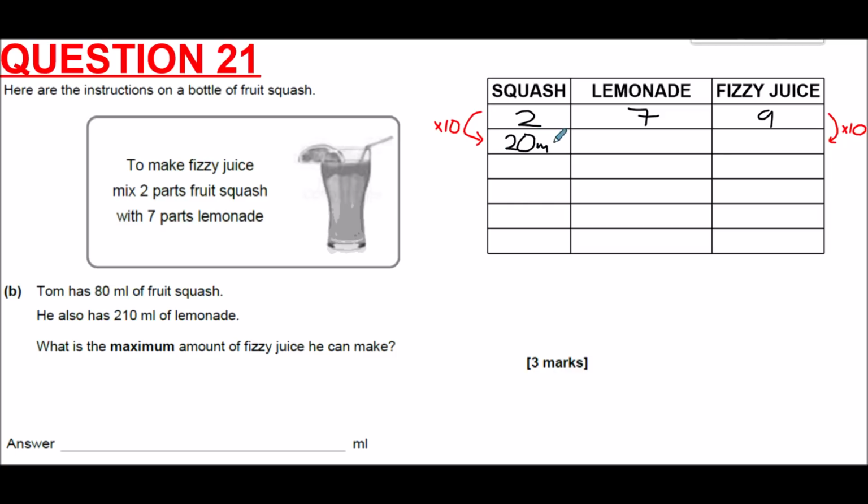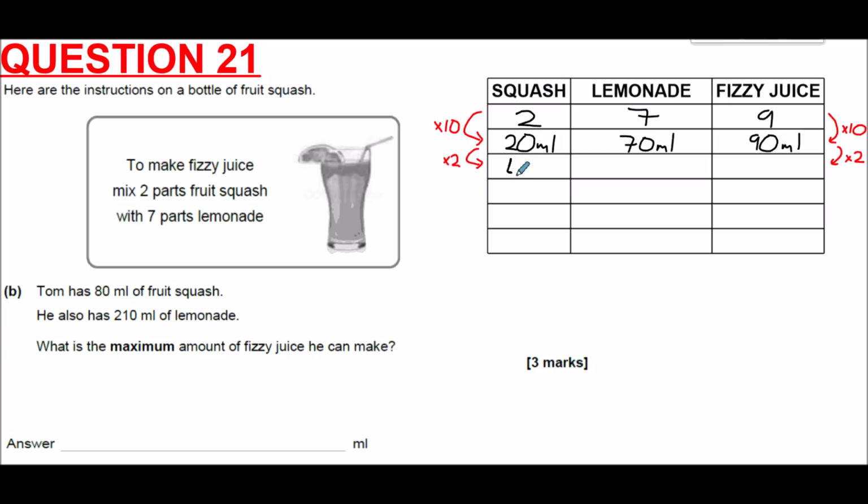2 times 10 would be 20 mils, 7 times 10 would be 70 mils, 9 times 10 would be 90 mils. What we could do is the same again. We could take these numbers here and just double them if we wanted. So if we double these, just for example, just double all the values.